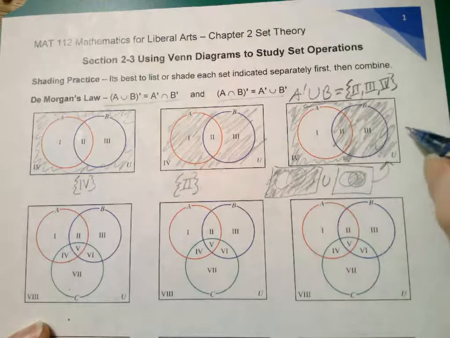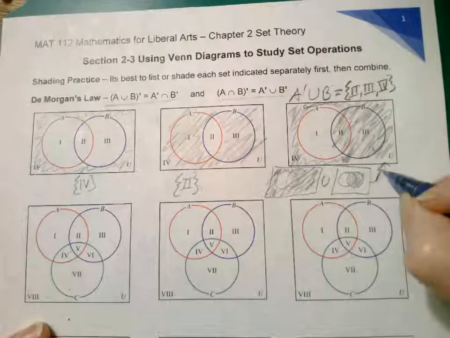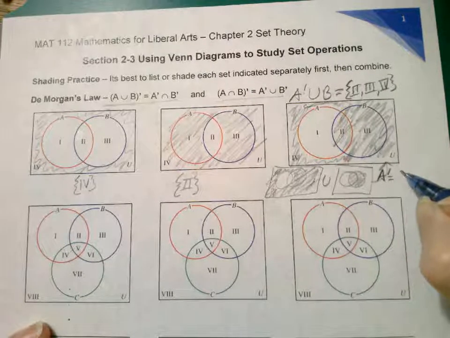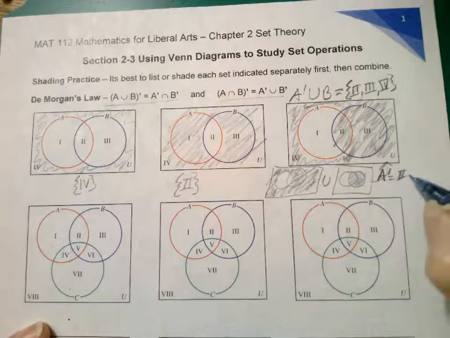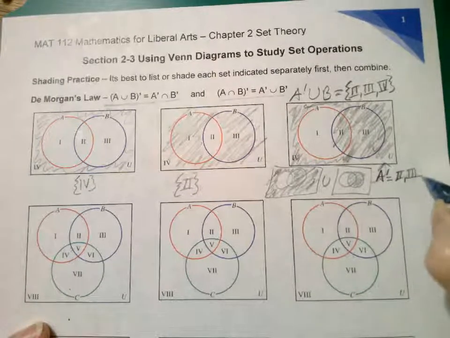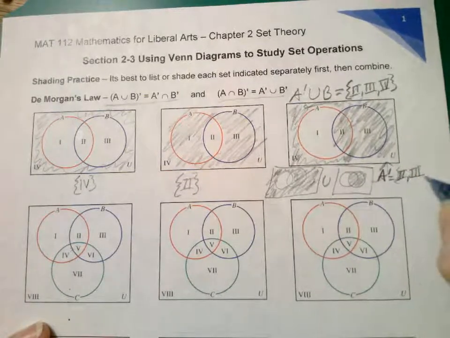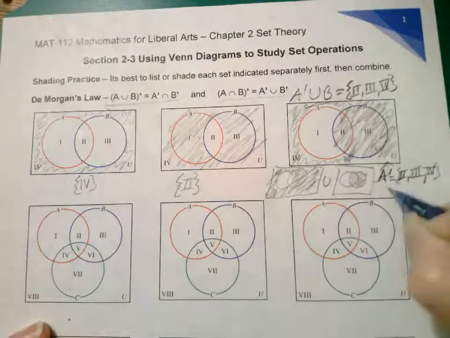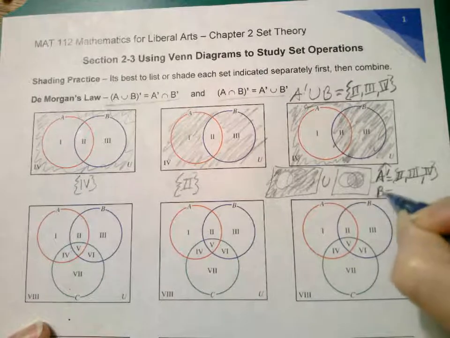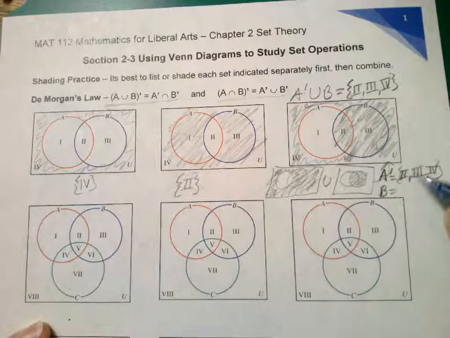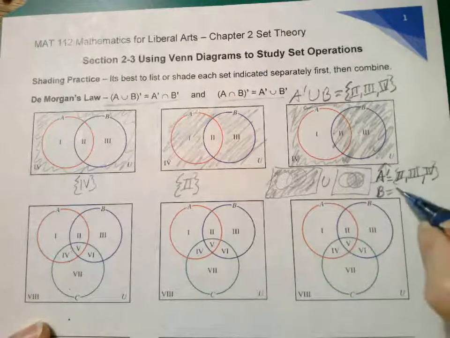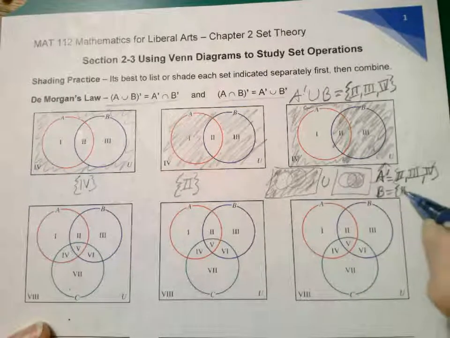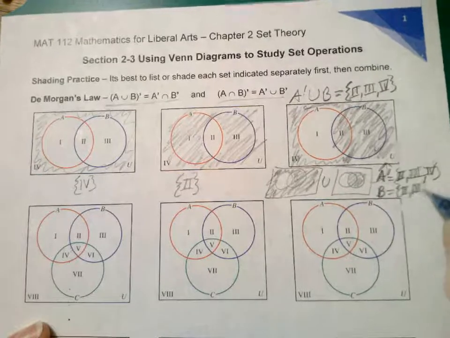You could also just look at it as the not A is 2, 3, and make your own roster list. 4, and B, especially when it's a union, although if it's an intersection, you can compare the two. B is what, 2 and 3?